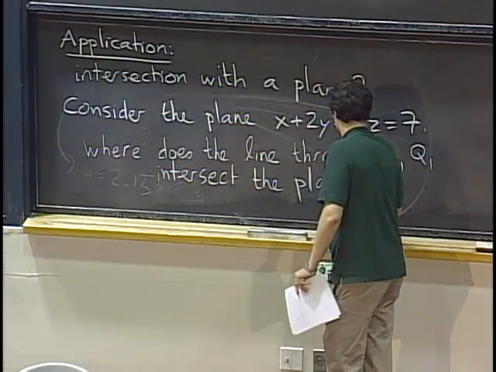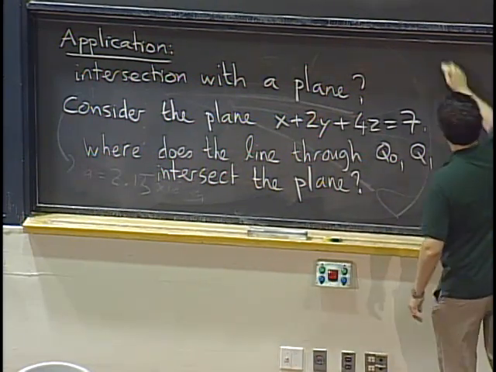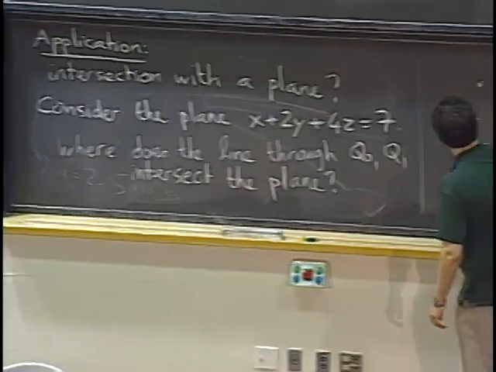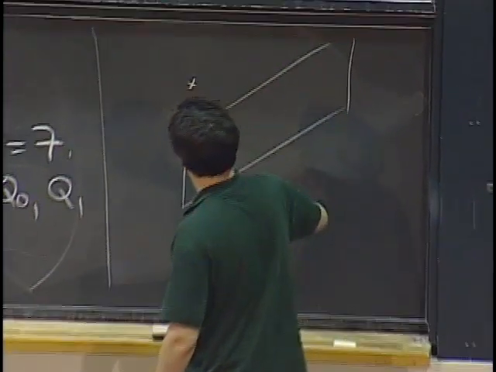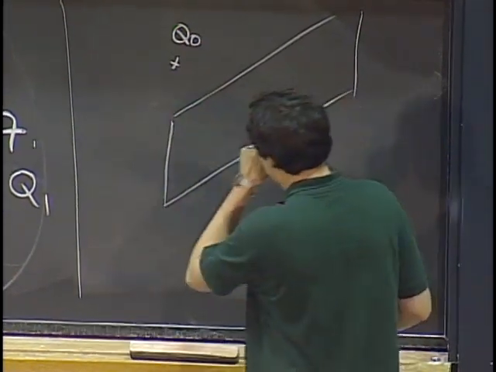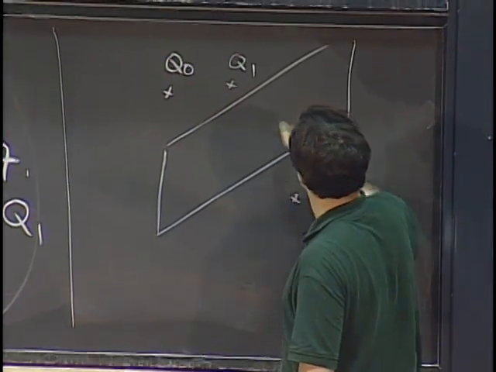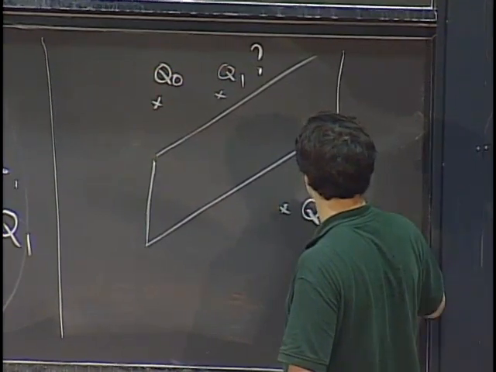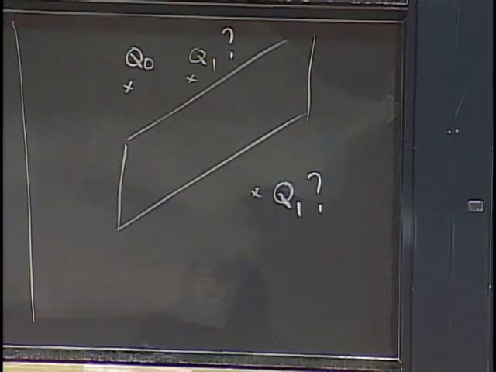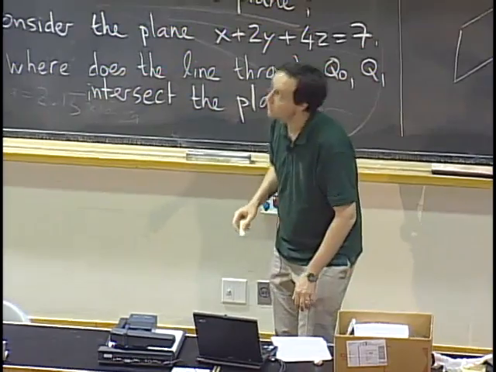So let's start with a first preliminary question that maybe we should try to understand. We have this plane, and we have these points q0 and q1. I'm going to draw them in completely random places. Are q0 and q1 on the same side of the plane or on opposite sides of the plane? Or could it be that maybe one of the points is in the plane? So I think I'm going to let you vote on that.